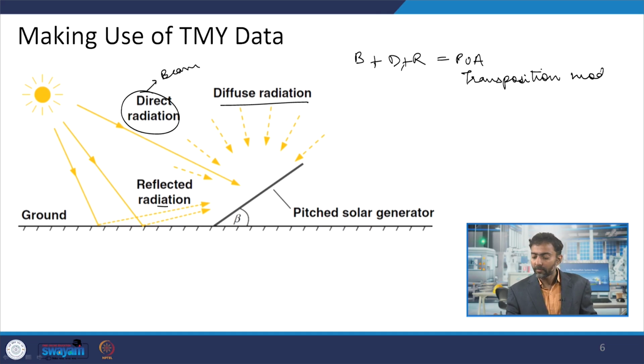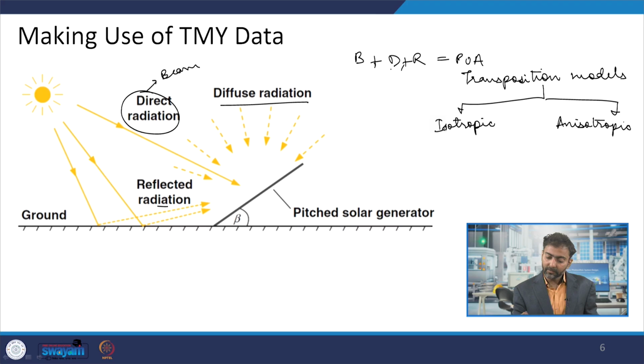Now, these transposition models are also broadly categorized into two categories. One is what is known as isotropic models, and another category is what is known as anisotropic models. They differ mainly in terms of how the diffused radiation is being quantified. Beam radiation is very clear, it is similar across all the models. Reflected is also not much of a concern. It is mainly about the diffused radiation. How do we estimate the diffused radiation?